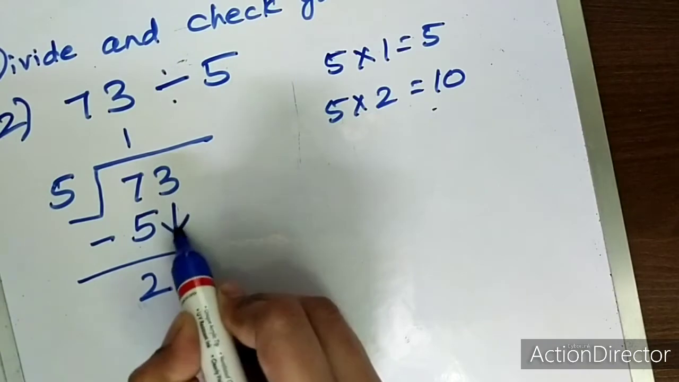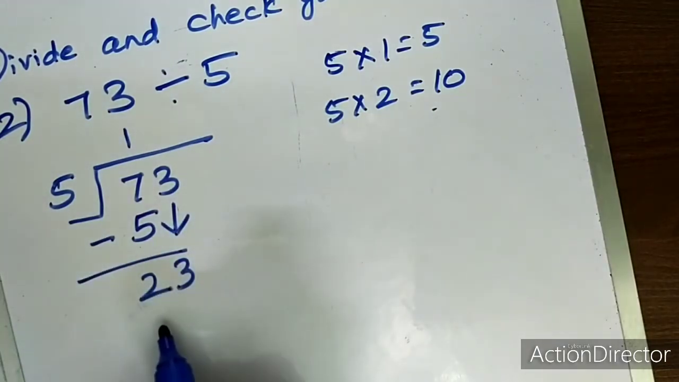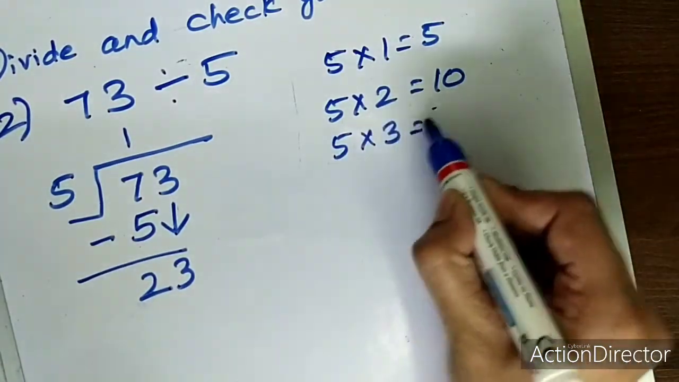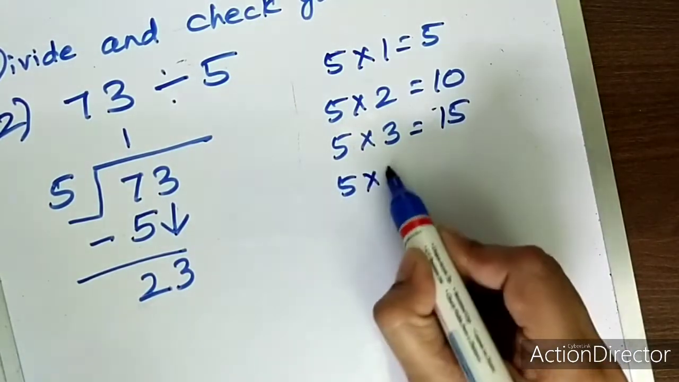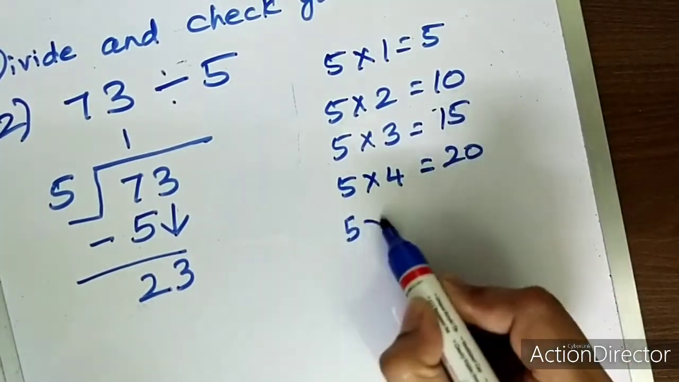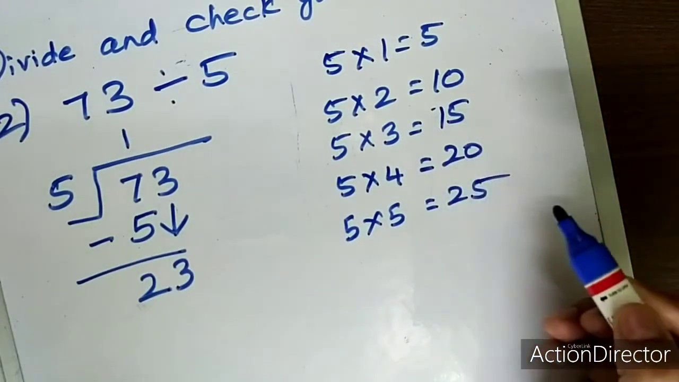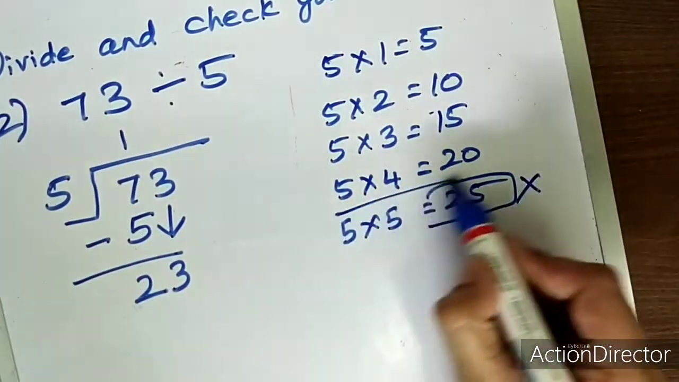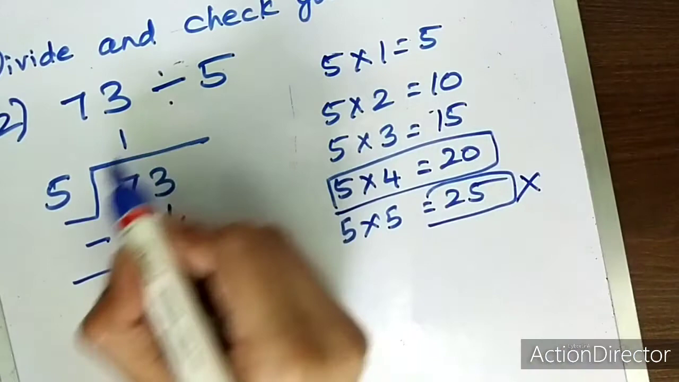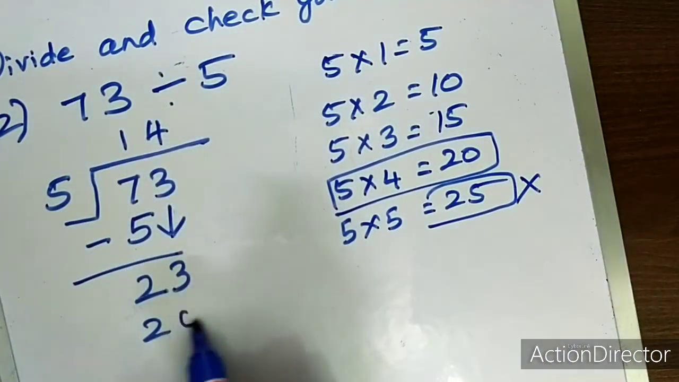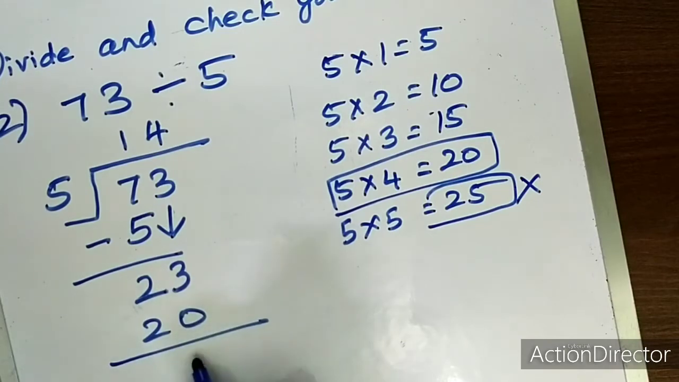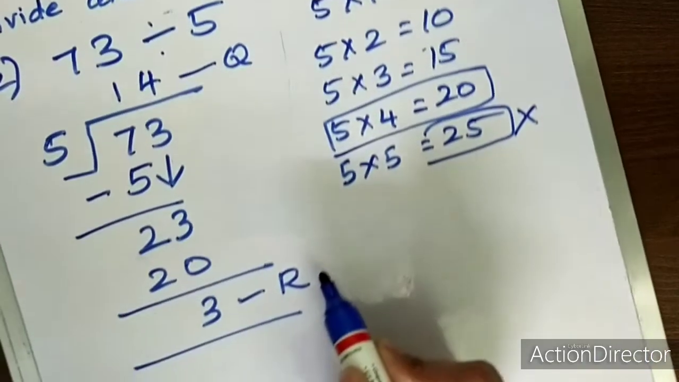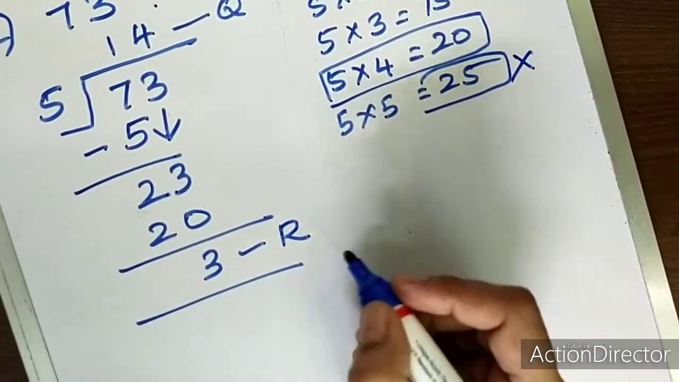Now the 3, we are bringing down 3. Okay, 5 tables 23 will come. So 5 1s are 5, 5 2s are 10, 5 3s are 15, 5 4s are 20, 5 5s are 25. 25 is larger than 23, so it should not come. So you should take the before number, that is 5 4s are 20. And 23 minus 20 is 3. So now the quotient is 14 and the remainder is 3.